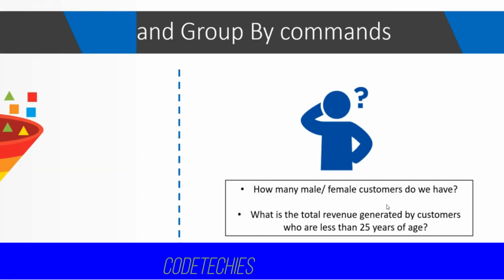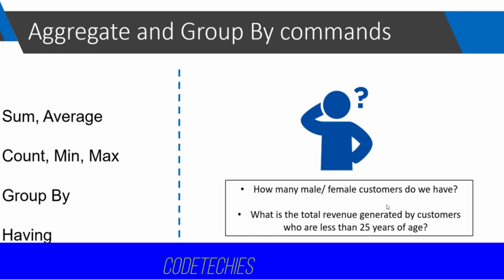After this, we learn how to group the data and find out the aggregate values such as sum and count. For example, you may want to find out the number of male and female customers for your business from your database of customers, or what is the total revenue generated by customers who are less than 25 years of age. You will be able to retrieve such processed information after learning about filtering, sorting, and data aggregation.